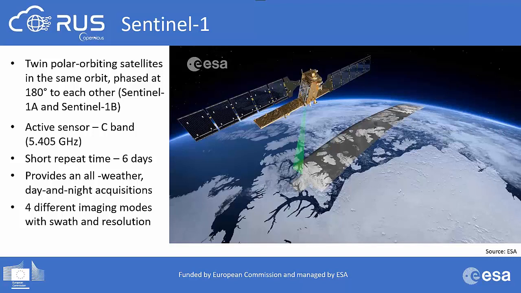And the SM mode, or strip map mode, is only used for small islands and on request for extraordinary events such as, for example, emergency management. The spatial resolution differs by mode, and the data are available in 3 data products with different levels of processing. The first one is single look complex, the second one is ground range detected, and then we have level 2 ocean products. I will address the former 2 later, as we will be using them in this exercise.